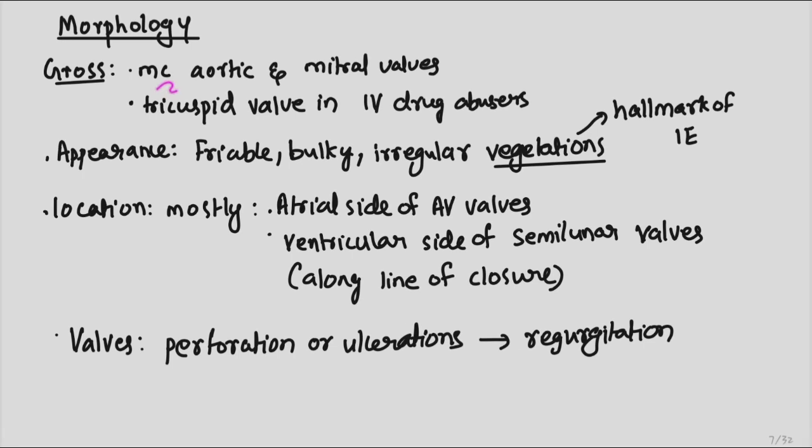Coming to the morphology, the most common sites are the aortic and mitral valves, and in IV drug abusers, the most common site is the tricuspid valve. The appearance is of friable, irregular, and bulky vegetations, and these vegetations are the hallmark of infective endocarditis. Coming to location, the vegetations in AV valves are towards the atrial side, and in the semilunar valves they are mainly towards the ventricular side. Sometimes perforations or ulcerations of the valves can be seen, and perforations can lead to valvular regurgitation.